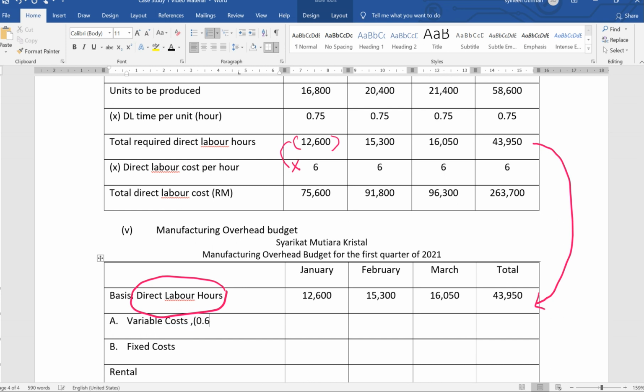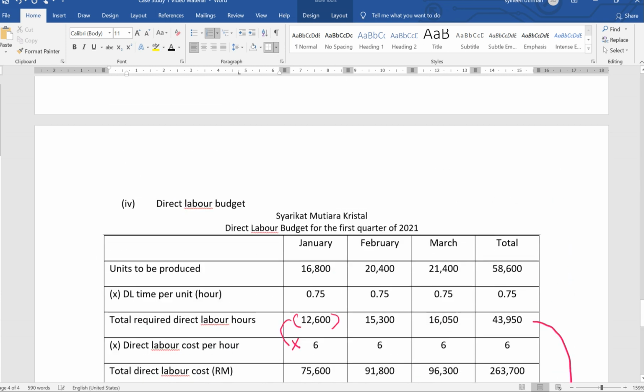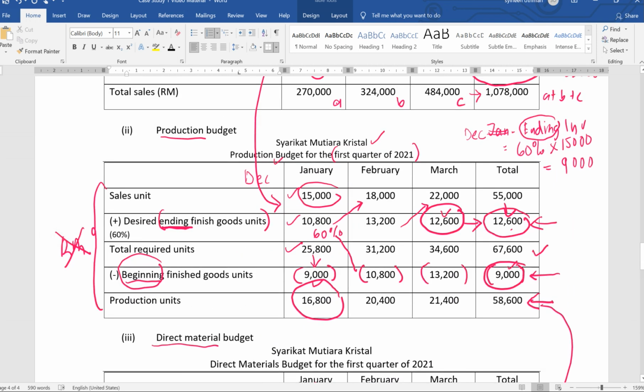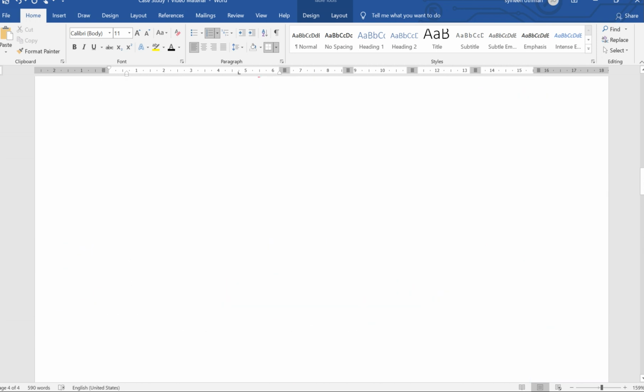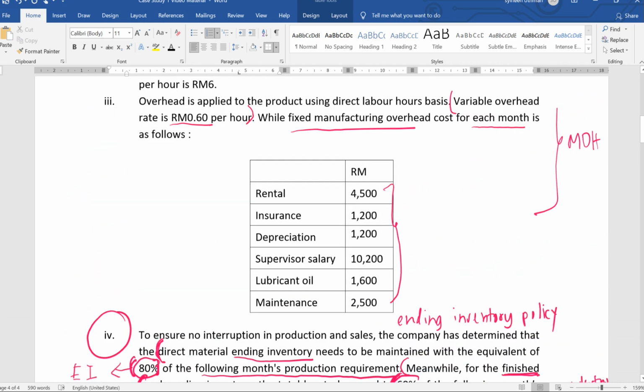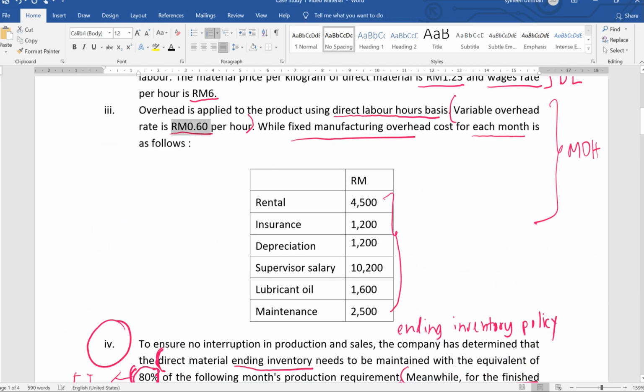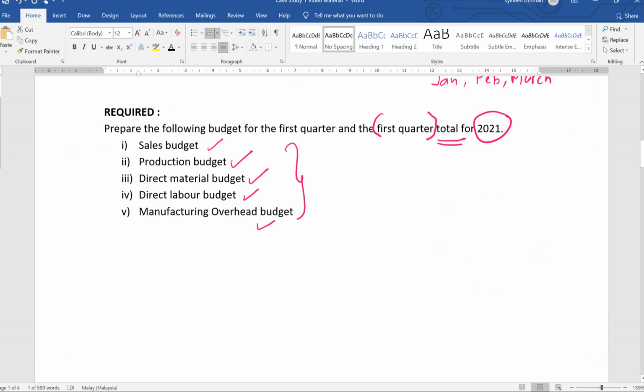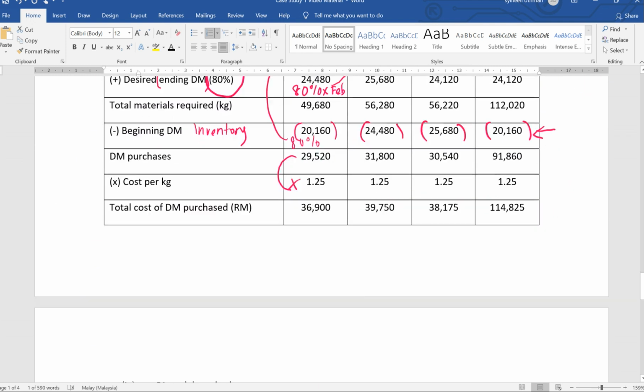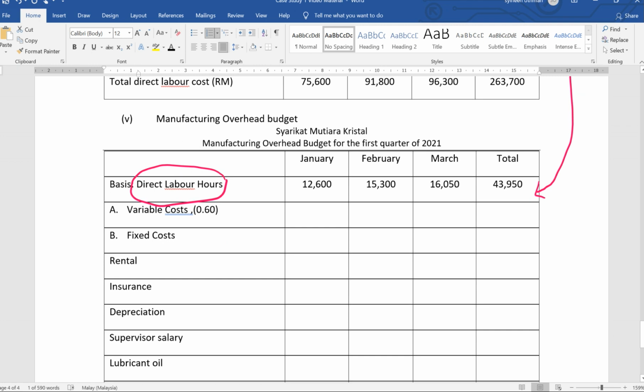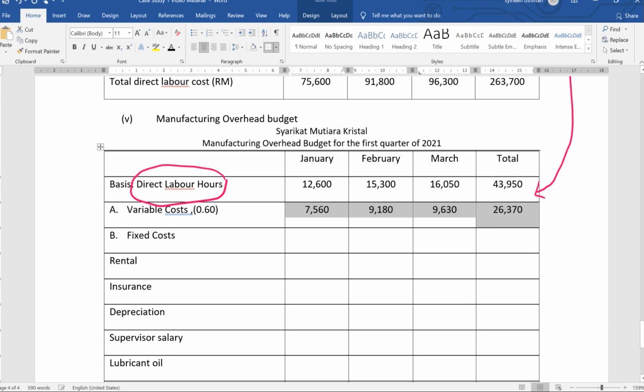0.60. Is that right? Okay. If you are not sure, just scroll up to the question. It tells you here it is 60 cents per hour. So we will multiply by 0.6, which is 60 cents. So your variable cost is this one. I don't have a total column for variable cost because my variable cost is only one item, so I don't need to total up. So this will be my variable cost.